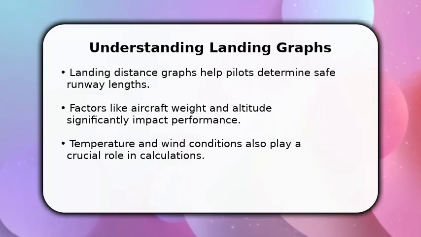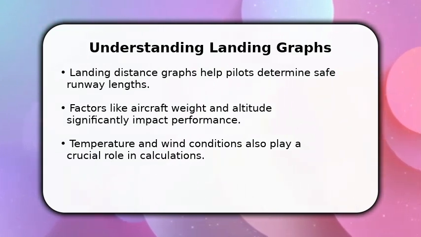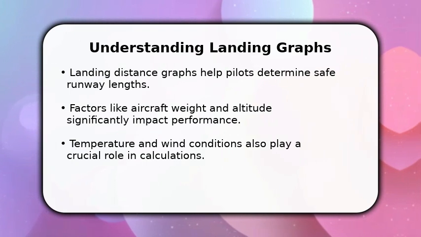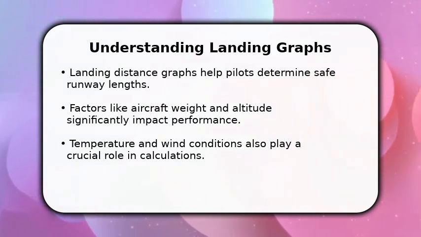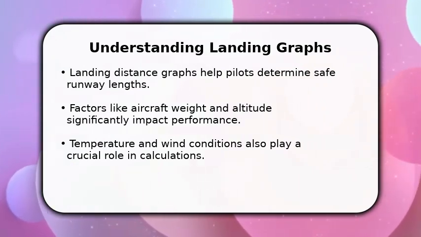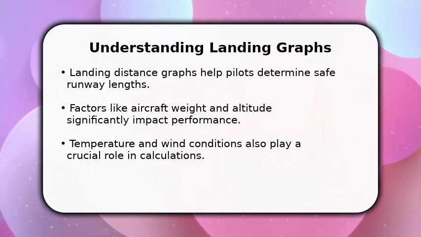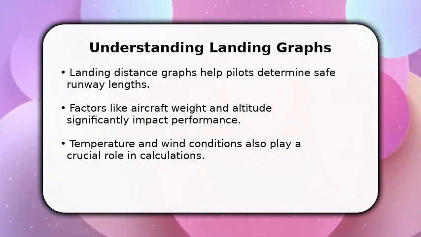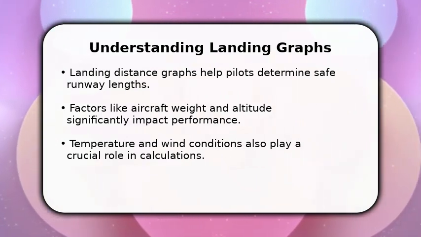In this video, I will explain how to use airplane landing distance graphs. First, locate your aircraft's current weight on the graph's horizontal axis. Then, move vertically to your pressure-altitude line. From there, proceed horizontally to the temperature line, interpolating if necessary. This initial point sets the stage for accurate distance calculations, ensuring a safe and informed landing decision for every flight.